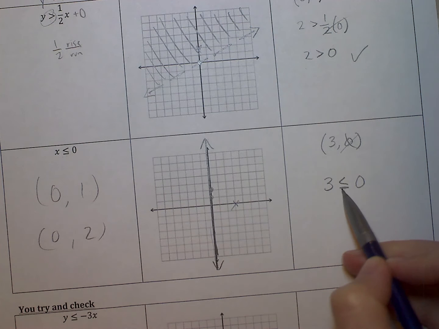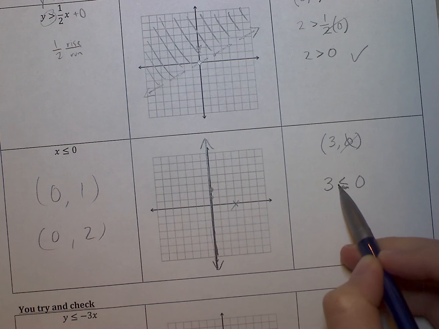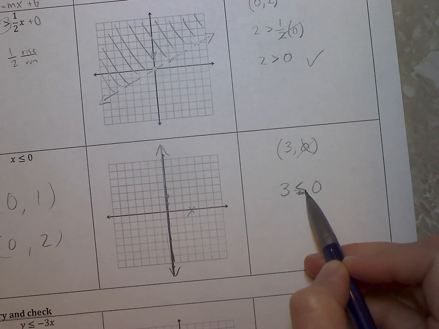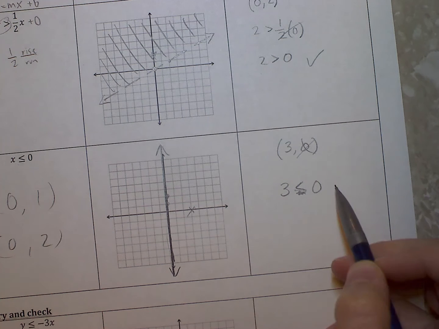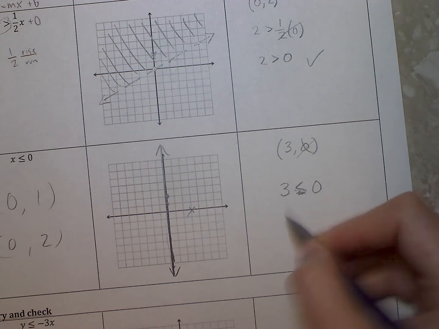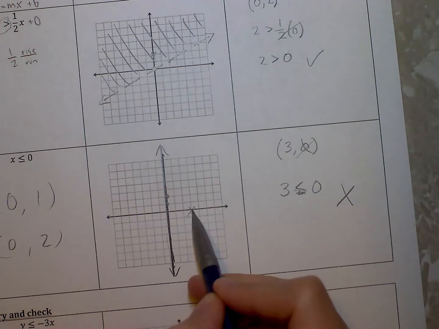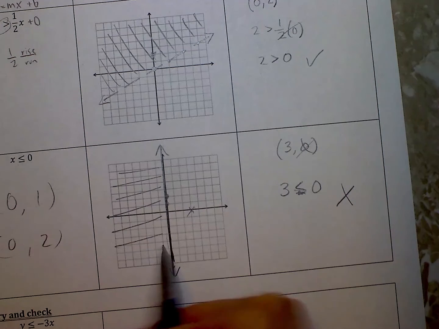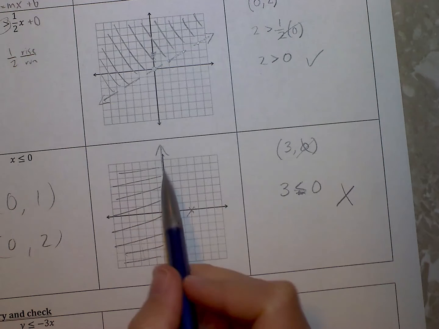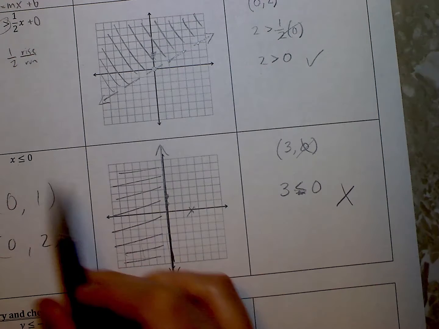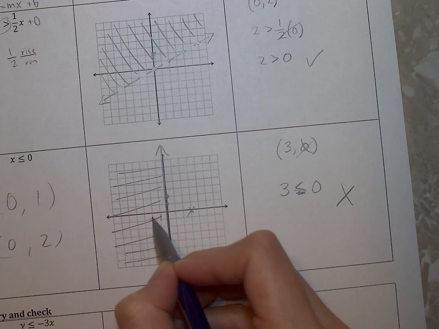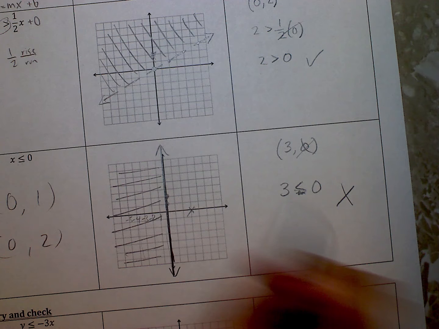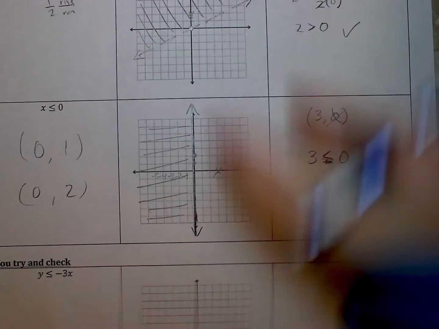Well, it's not equal to, for sure. So is 3 less than 0? No, 3 is not less than 0. Only negative numbers are less than 0. So this is false. So I don't want to shade that direction. I want to shade the other direction. And all of these x values over here are less than 0, right? This is negative 1, negative 2, negative 3. Those negative numbers are less than 0. So this is correct.